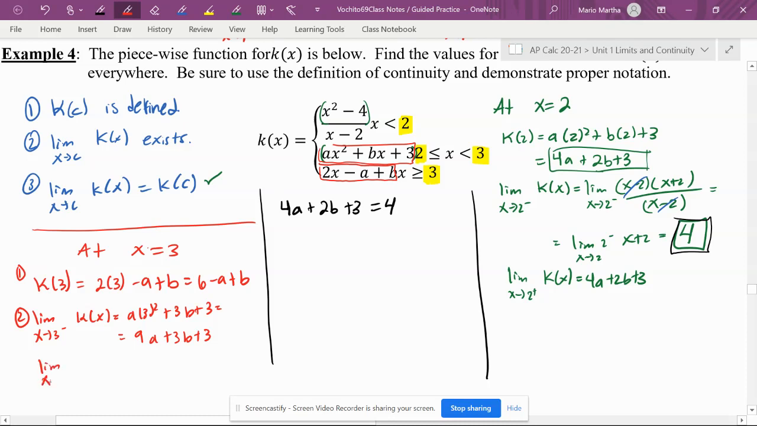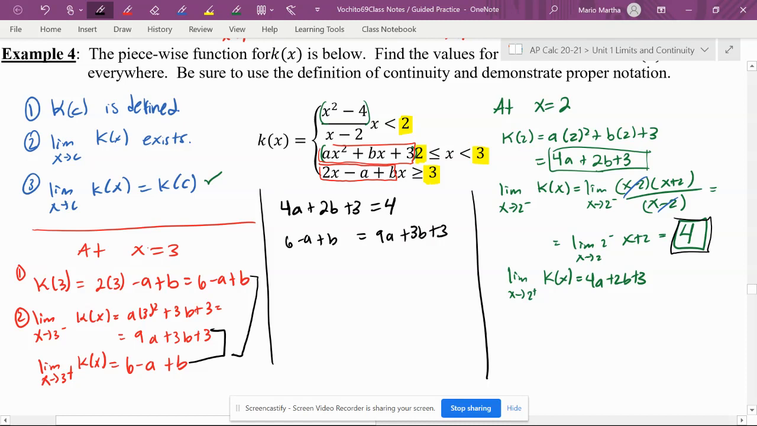So the limit as x approaches 3 from the right of k of x. Right, so I plug it in, I'm going to get exactly the same thing as I get for k of 3, which is 6 minus a plus b. So that would be my second equation to set equal to each other, right? Remember, these two have to match, because it's the same one that I have right there. So we're looking at 6 minus a plus b equals the other one, which is 9a plus 3b plus 3.